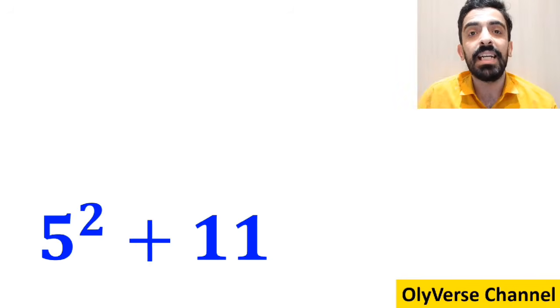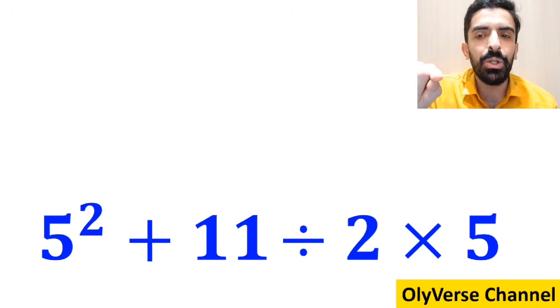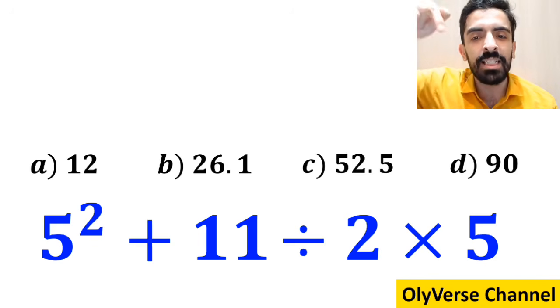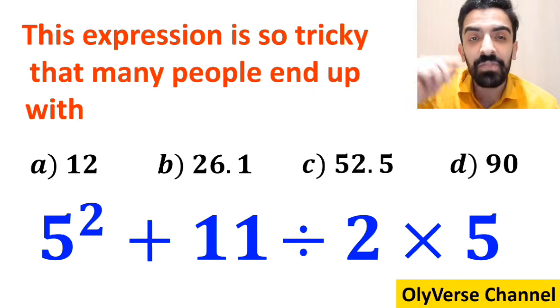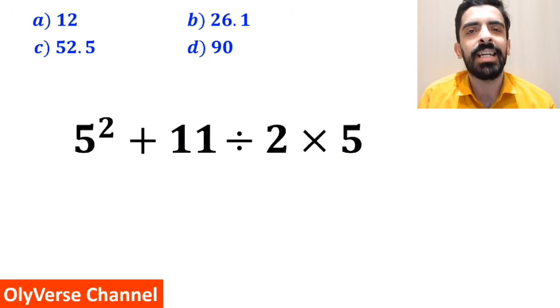What is the value of the expression 5 squared plus 11 divided by 2 multiplied by 5? Which option do you think is the correct answer to this question? This expression is so tricky that many people end up with the wrong answer. Let's break it down and solve it together.